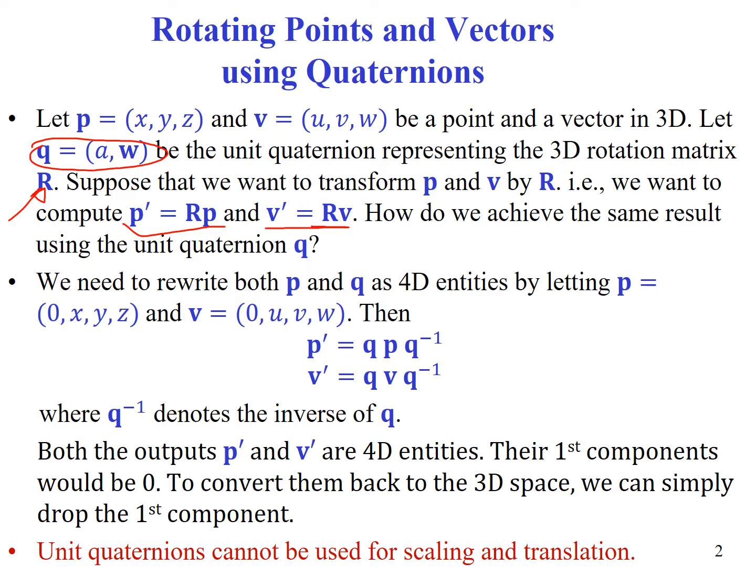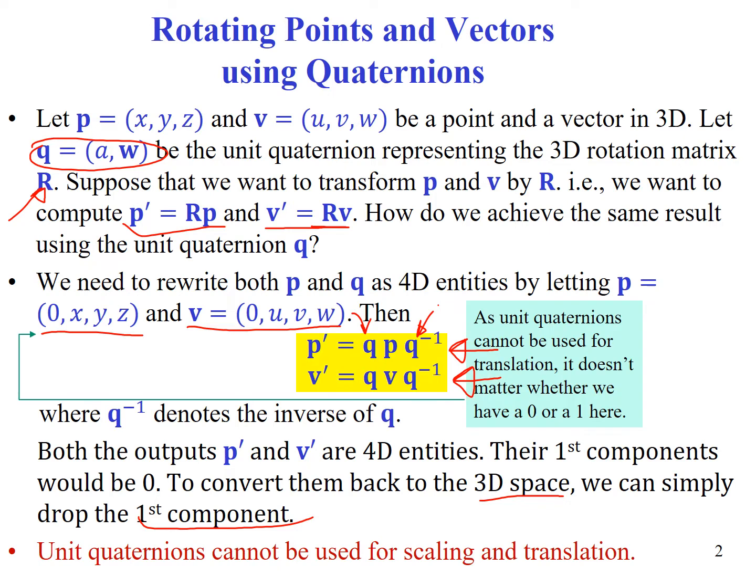So first we append P and V with a 0, just like this, and then we multiply P with Q as shown here. We pre-multiply it with Q and post-multiply it with the inverse of the quaternion Q. And we perform the vector and point rotation exactly in the same way. Both the outputs P dash and V dash are 4D entities. Their first components would be 0. To convert them back to the 3D space, we simply drop the first component that we added.